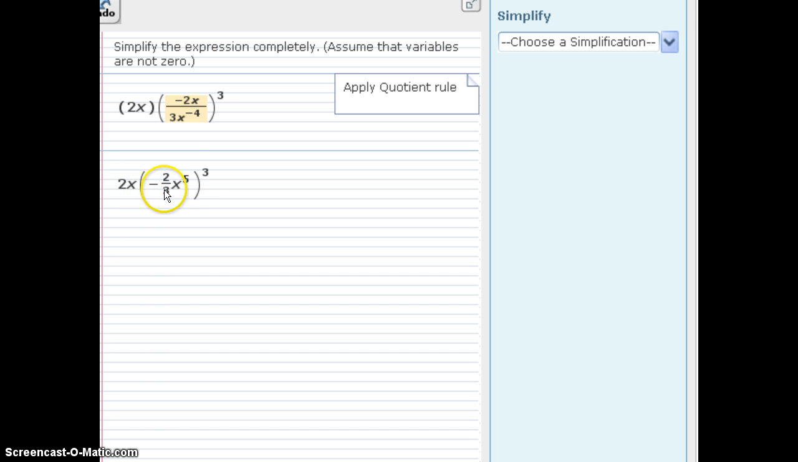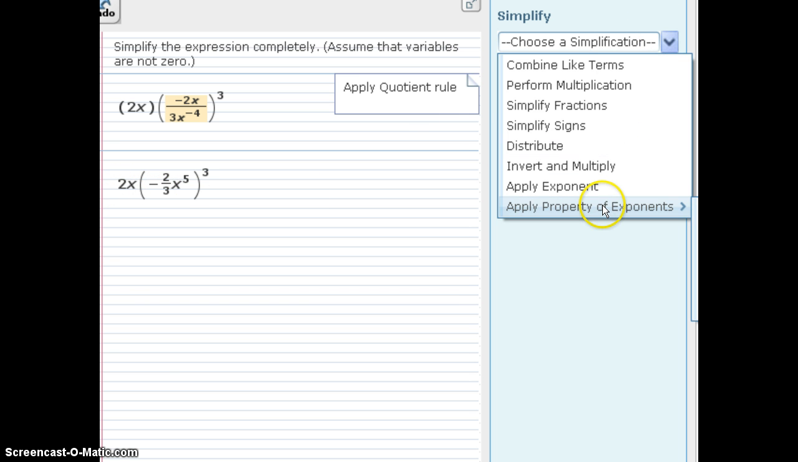From there, I need to raise this to the exponent. So here we have multiplication and we have exponentiation. But order of operations, parentheses, that's what we did first. Exponents come next. I need to do this before I multiply by the 2x. So let's see, powers. And this is a power to a power, product to a power.